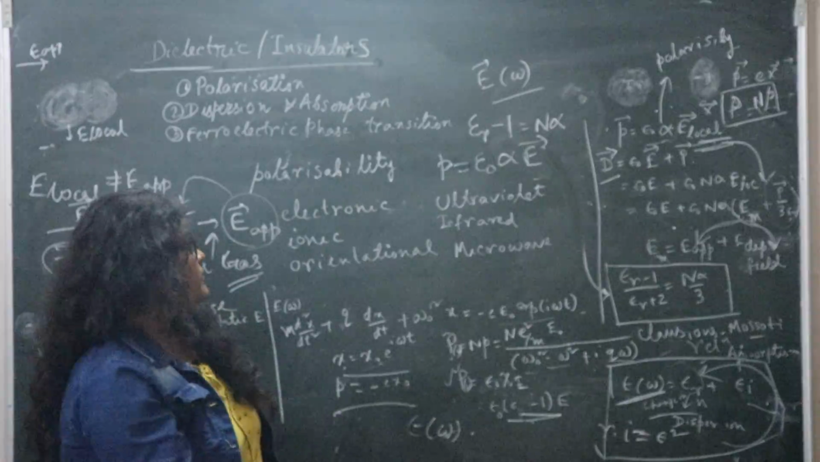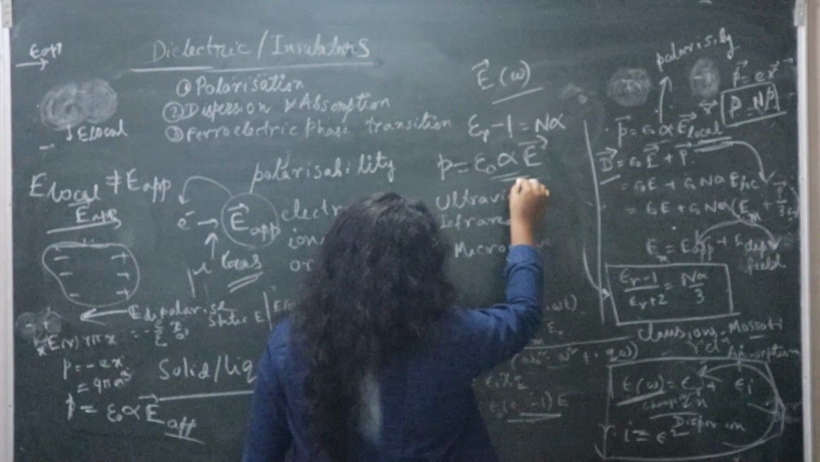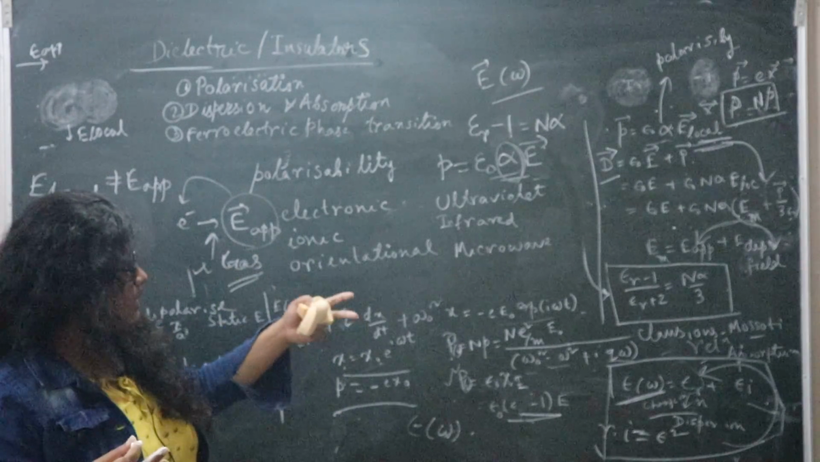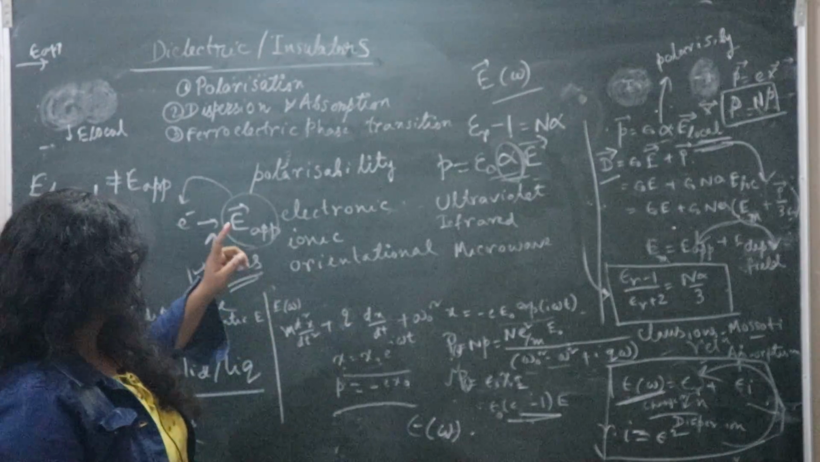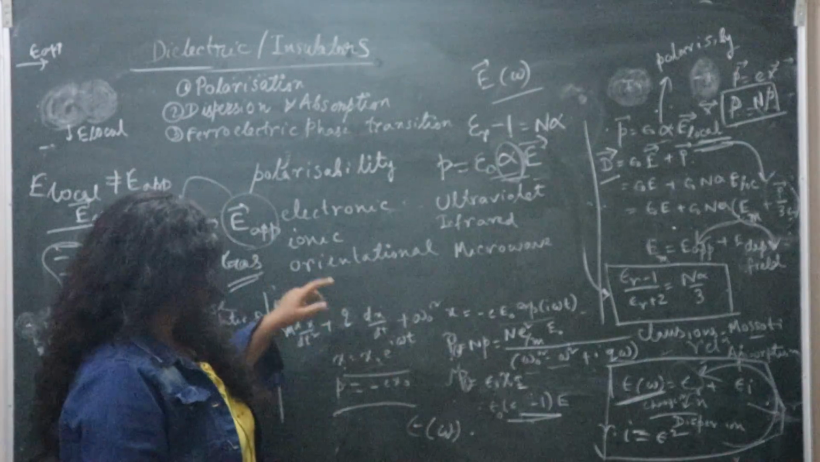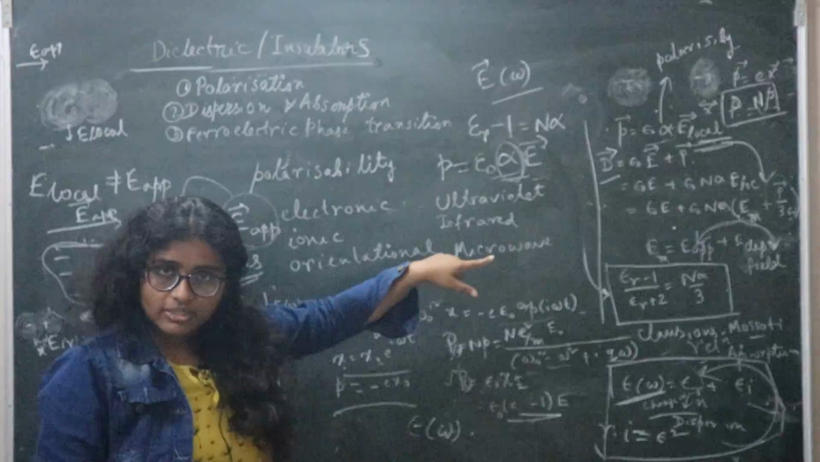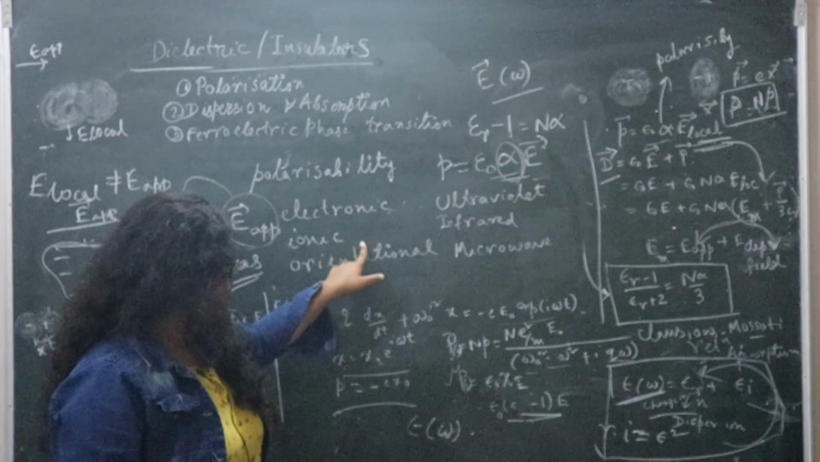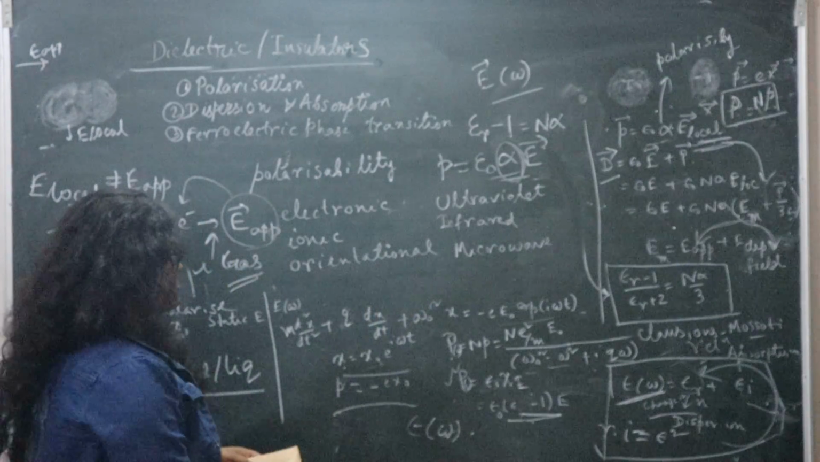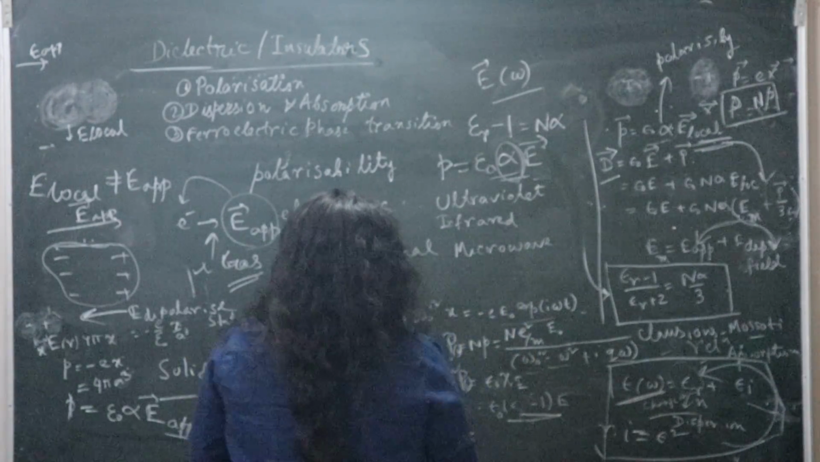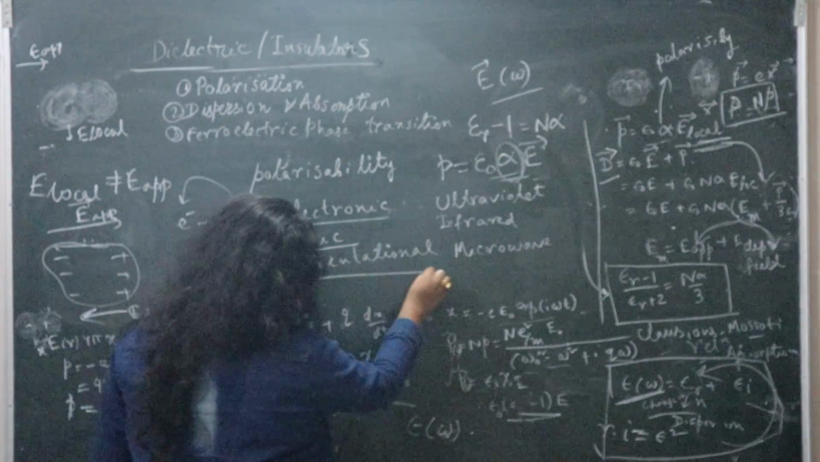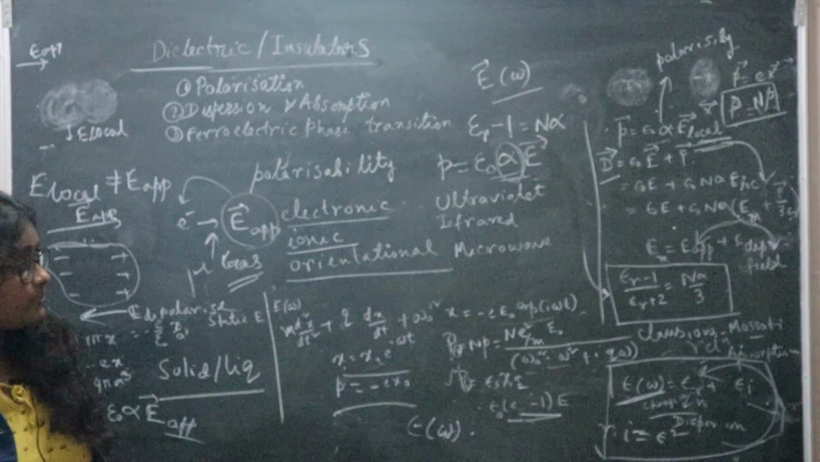applied electric field. Now this is the polarizability, and what I want to tell you is that three different polarizabilities exist. One is the electronic polarizability, another is the ionic polarizability, and the last one is the orientational polarizability. Now what do you mean by electronic polarizability? What do you mean by ionic polarizability? What do you mean by orientational polarizability?